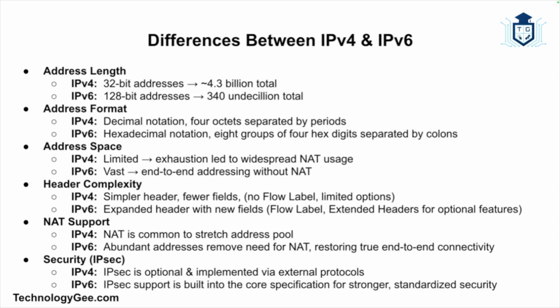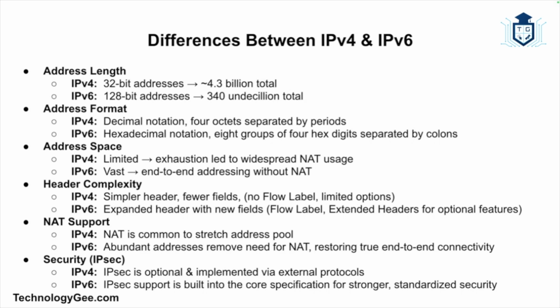When it comes to IP version 4, the address length is 32 bits. Its address format is dotted decimal, which has 4 octets separated by periods. Its address space is approximately 4.3 billion unique addresses. Its header is simpler, with fewer fields. It has support for network address translation, or NAT, which is commonly used to limit address space. And when it comes to security, it is optional, and it relies on external protocols like IPsec.